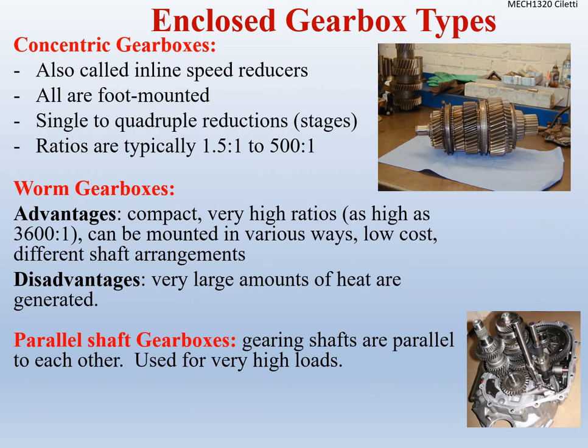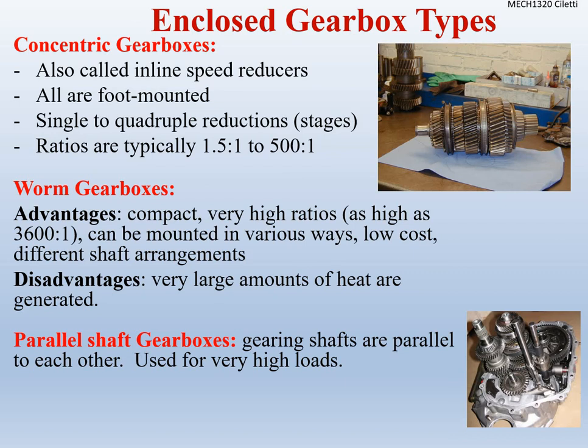So when we talk about gearboxes, we have concentric gearboxes. Those are called inline speed reducers. There's a picture there on the right that looks similar to something that might be in your vehicle potentially. Single to quadruple reductions. Ratios are typically 1.5 to 1 or 500 to 1.